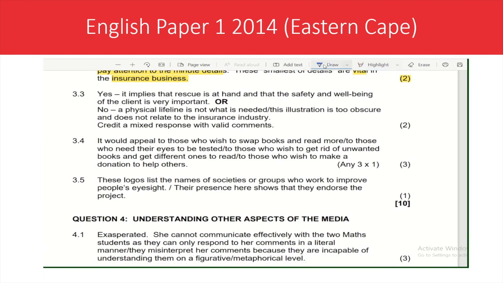So yes, of course, you can always use the positive answer. You can say that it implies rescue is at hand and that the safety and well-being of the client is very important. Or no, a physical lifeline is what is needed. The illustration is too obscure, too random, too weird, and doesn't relate to the insurance industry at all. Then, an important feature with a lot of these questions is that it credits a mixed response with valid comments. So if you wanted to say yes and no, that is great, but you must be able to back up your answer, and that's where you're going to get the 2 marks.